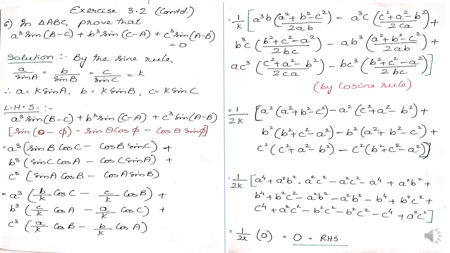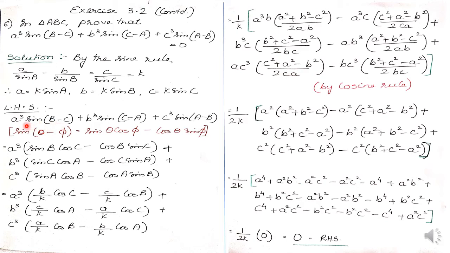In the sixth sum in the exercise, in triangle ABC, prove that a cube sin (B minus C) plus b cube sin (C minus A) plus c cube sin (A minus B) is equal to 0. Now, we use the sine rule which states that a upon sin A is equal to b upon sin B is equal to c upon sin C, which is any constant, say k. Thus, cross multiplying, we get a is equal to k sin A, b is equal to k sin B and c is equal to k sin C.